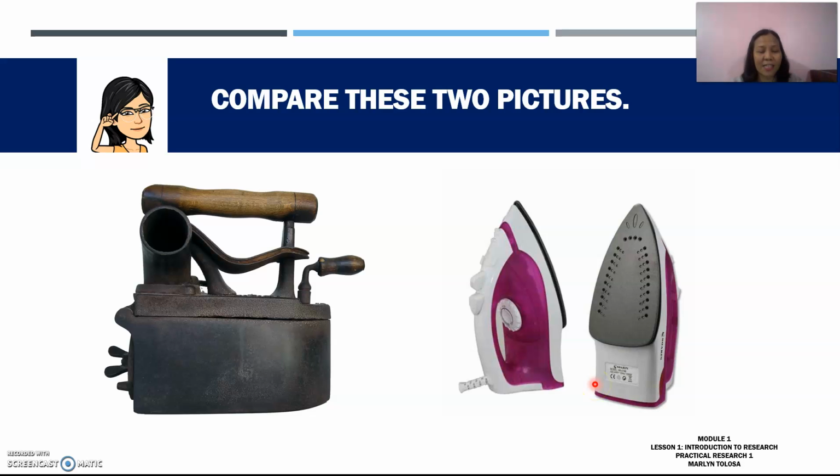Yes, you're right. Research. Were you able to conduct research in your previous grade level? What is research? What comes to your mind when you hear the word research? Research has improved the quality of our life. It has brought progress in our society, as shown in the pictures that we have looked into closely.